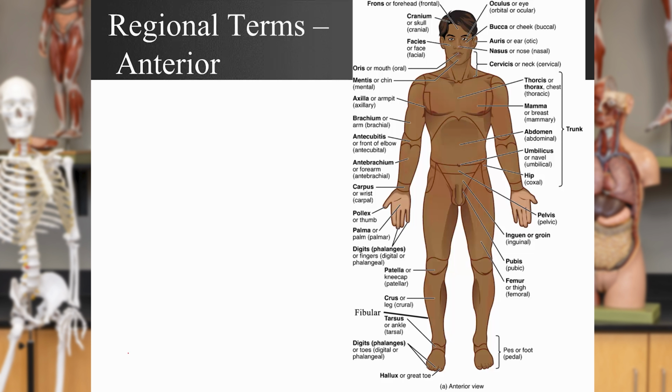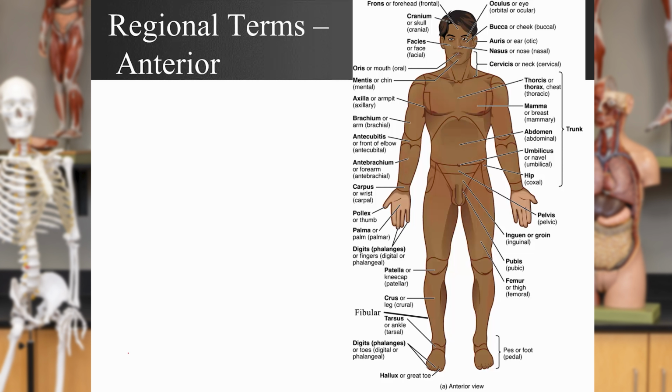Oris, that's your oral region. Oris or oral, think mouth, because oral refers to mouth. You then have mentis. Mentis or mental is the chin. So the mentis region, the mental region, looking at the chin. The axilla or axillary region, that's going to be the armpit.